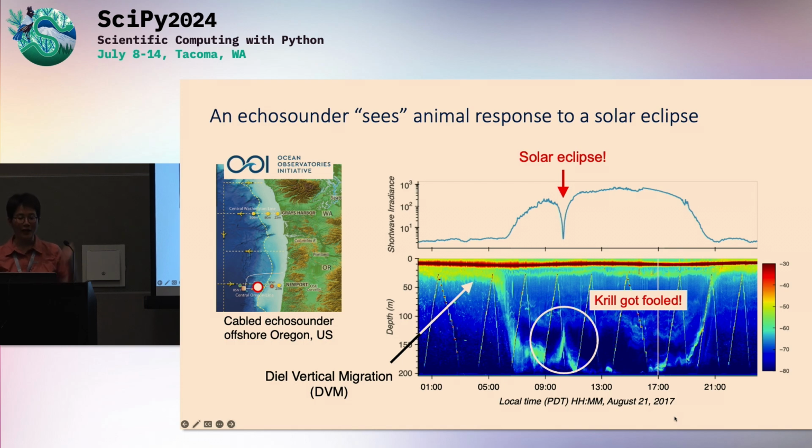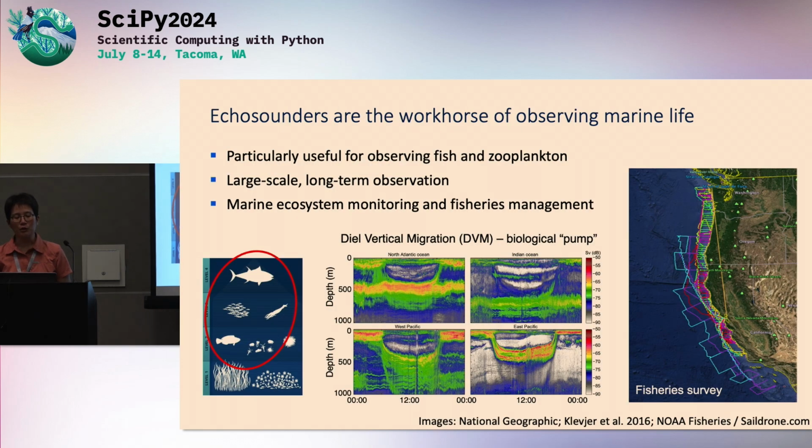So this was really cool, and I think this gives you an idea of how the echosounder data looks, right? Echosounders are pretty much the workhorse of observing marine life at large temporal and spatial scales. They are particularly useful for looking at fish and zooplankton that don't make sound themselves, right?